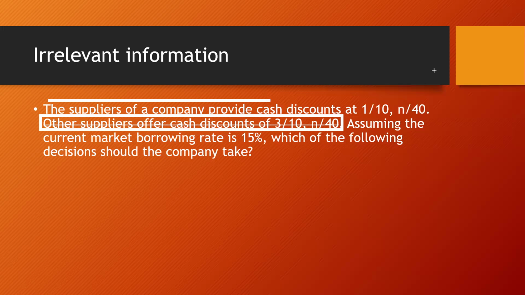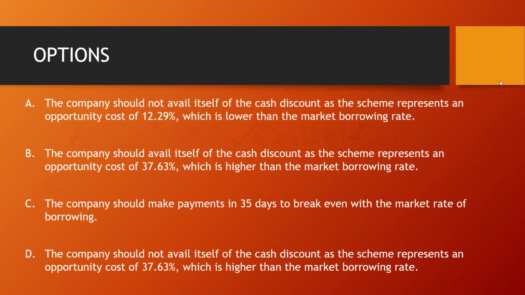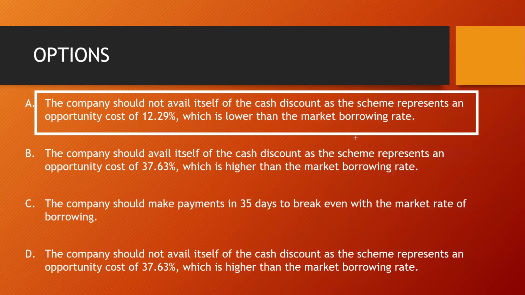If you look into the options, that's what they said. One of the important things in decision making is, if you read the first one, you will understand. This is the answer. The company should not avail itself of the cash discount, as the scheme represents an opportunity cost of 12.29%, which is lower than the market borrowing rate. If you avail the cash discount, you won't get anything. But if you haven't, you will get a lot. I almost explained it.